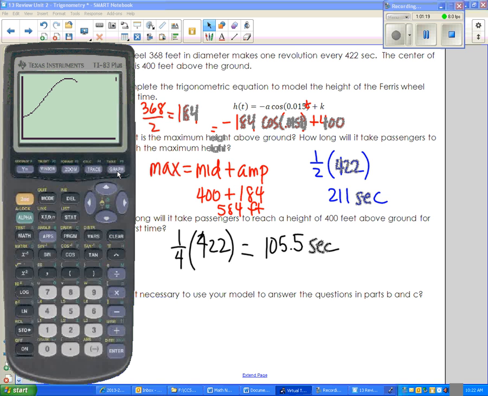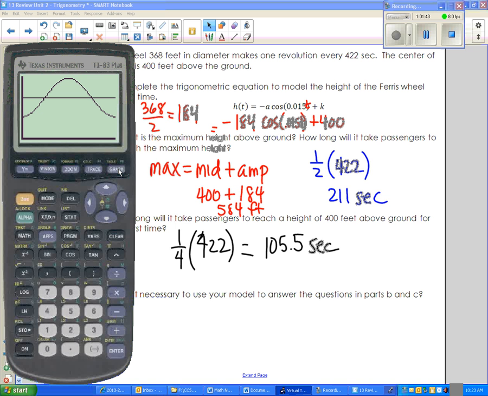Okay, so once I fix that, I can see I'm going up and then coming back down. And I'm trying to figure out how long it takes to reach a height of 400 feet above ground for the first time. So since 400 is a height, I'm going to type that into another equation. And so again, we go up, we come down, and then there's my 400 feet, and I want to know how long it takes to get there for the first time.